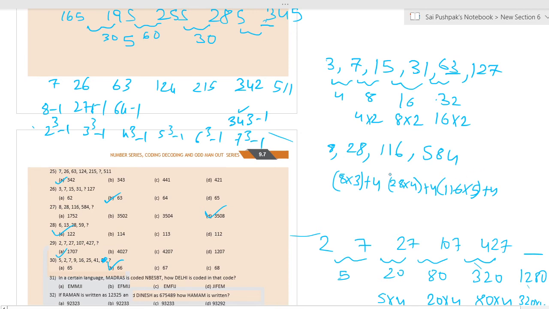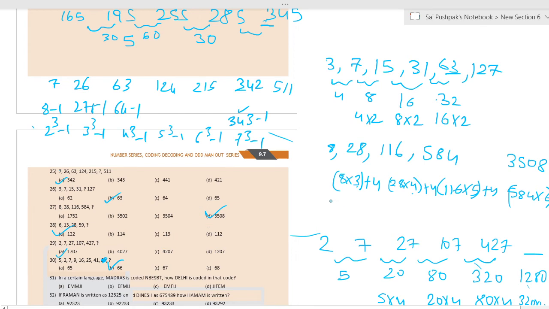If you see, the multiple is increasing but the addition factor is the same. So what will be the next number? 584 into 6 plus 4, because the addition factor is remaining the same but the multiple is increasing every time. So 584 into 6 plus 4 will be 3508. Okay, the answer will be 3508. So it's a combination of addition and multiplication.